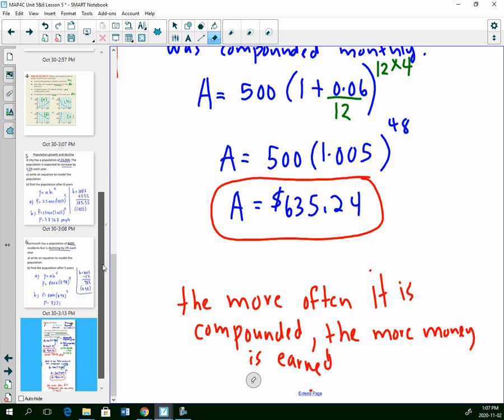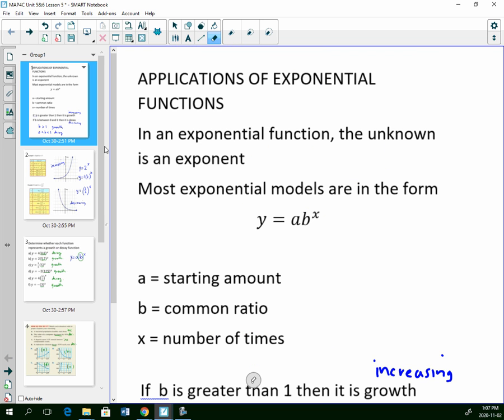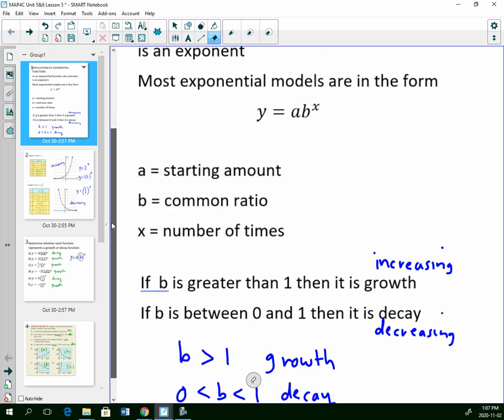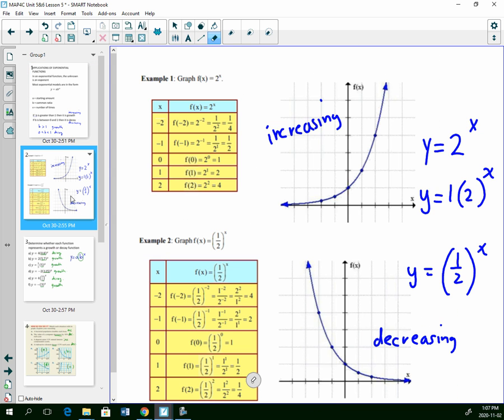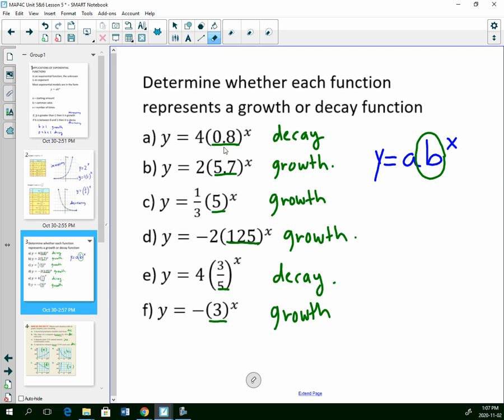So for those of you who arrived a little late, with the MAP students, we'll do some more applications next lesson, but looking at the models, all the models are a times b to the x. We've looked at graphs, right? If the base is greater than 1, the graph will go up. If the base is less than 1, but greater than 0, it will go down. If you have an equation, you're just looking at the b.